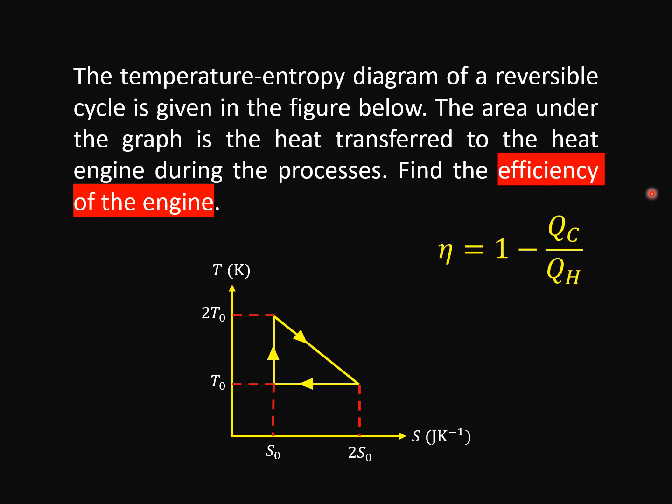To find the efficiencies of the engine, we use this formula, where eta is the efficiencies of the engine, equal to 1 minus Qc over Qh. Qc is the heat transfer from the engine to the cold reservoir, and Qh is the heat transfer from the hot reservoir to the heat engine.